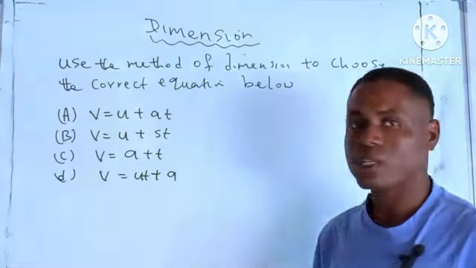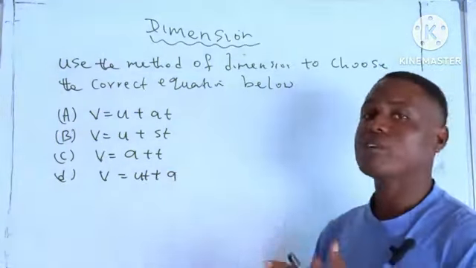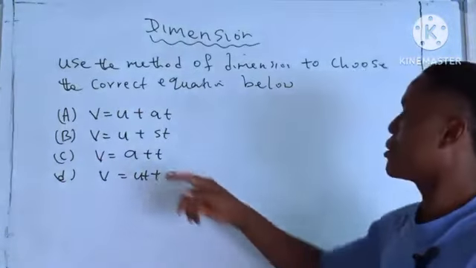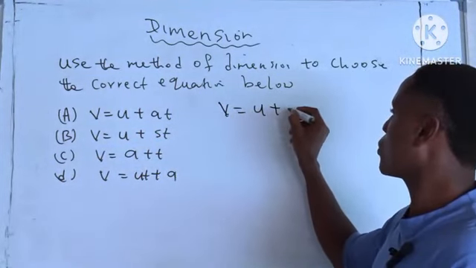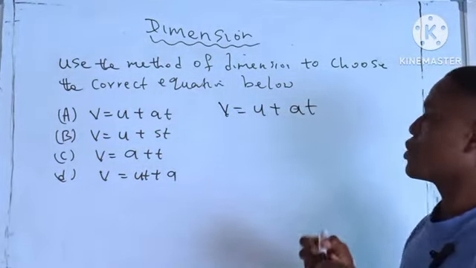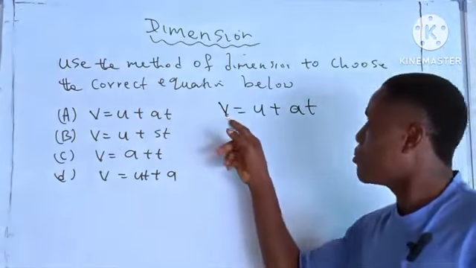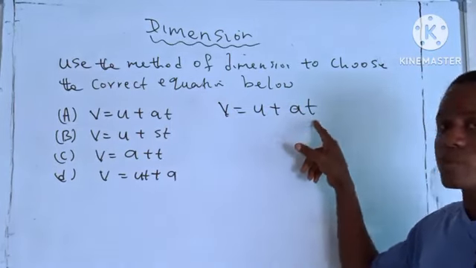So let's solve, okay? If you see this type of question, you have to be very fast in solving. So let's start from the first one, which is V equal to U plus AT. After solving, the dimension of this one is what you will have here.